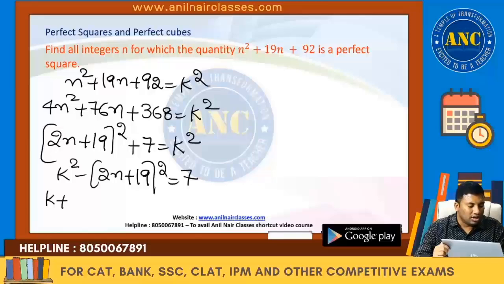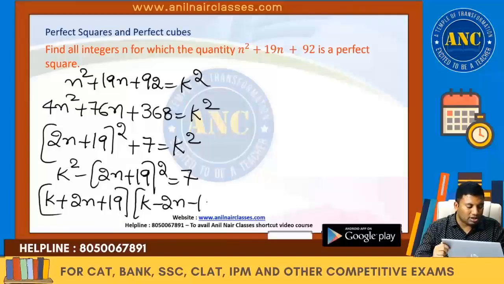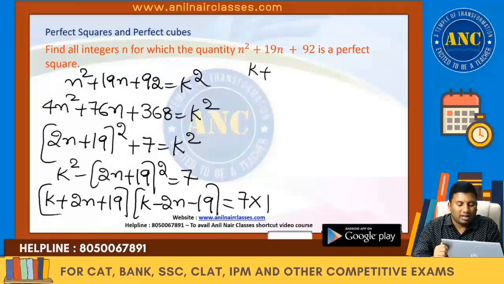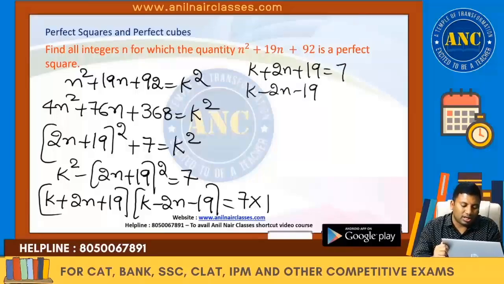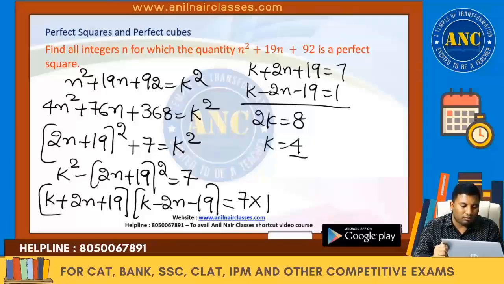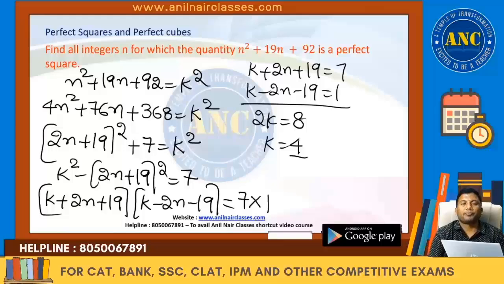So these are k plus 2n plus 19 and k minus 2n minus 19. 7 is nothing but a prime number. You can write it as 7 into 1. So if I add, k plus 2n plus 19 is 7, k minus 2n minus 19 is 1. So 2k is nothing but 8. K value is nothing but 4. I hope it is clear, right?